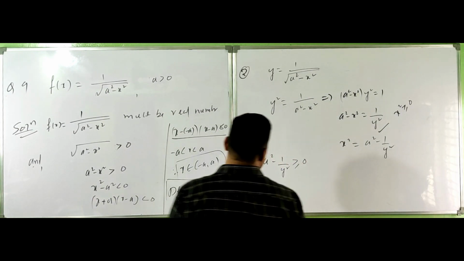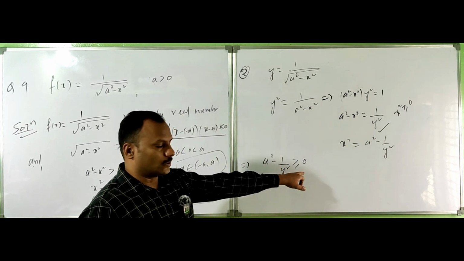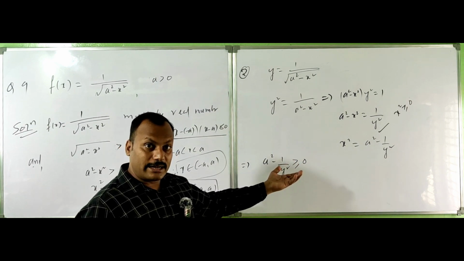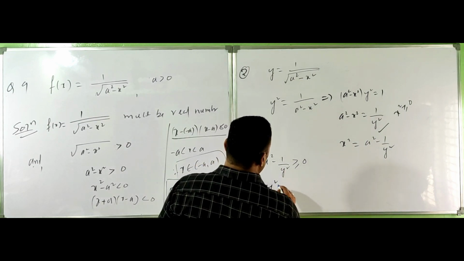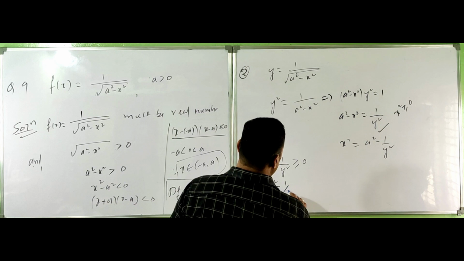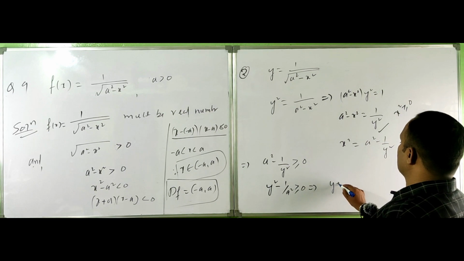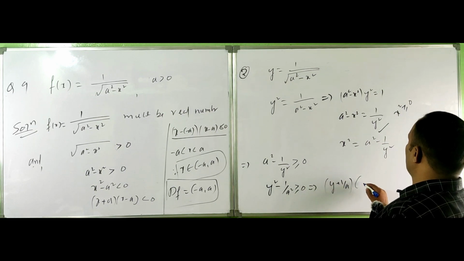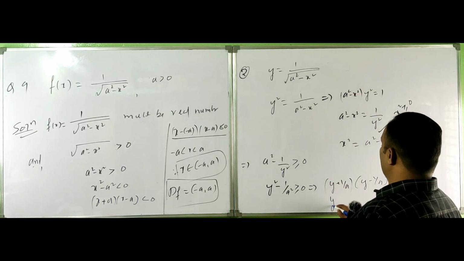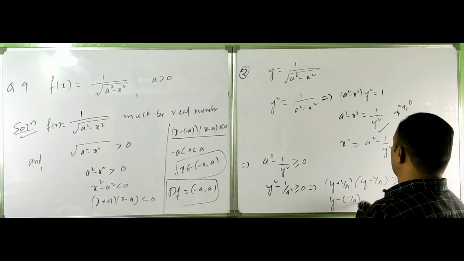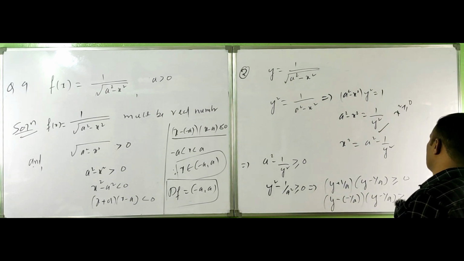Then see, multiply by y square on both sides and divide by a square on both sides. Here, with 0, you get y square on both sides; multiply by y square and divide by a square. This becomes y square minus 1 by a square equal to 0. This implies y plus 1 by a into y minus 1 by a equal to 0. I am writing y minus of minus 1 by a into y minus 1 by a equal to 0.